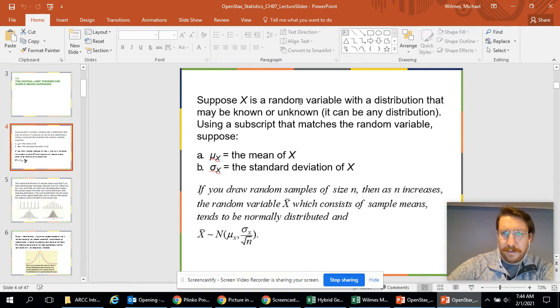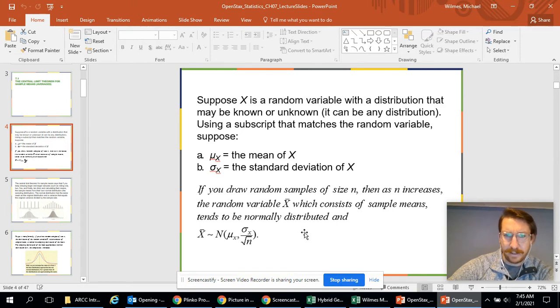So suppose we have a random variable with a distribution that may be known or it might be unknown. So it might be normal distribution, it might not be. We're going to use subscripts to label this. So once again, mu x, Greek letter mu, lowercase mu, that's the mean. Sigma x, that's the standard deviation. So that's the same as what we did before. And now we're going to draw a random sample of size n. N is going to be a number, 100, 200, 300, whatever.